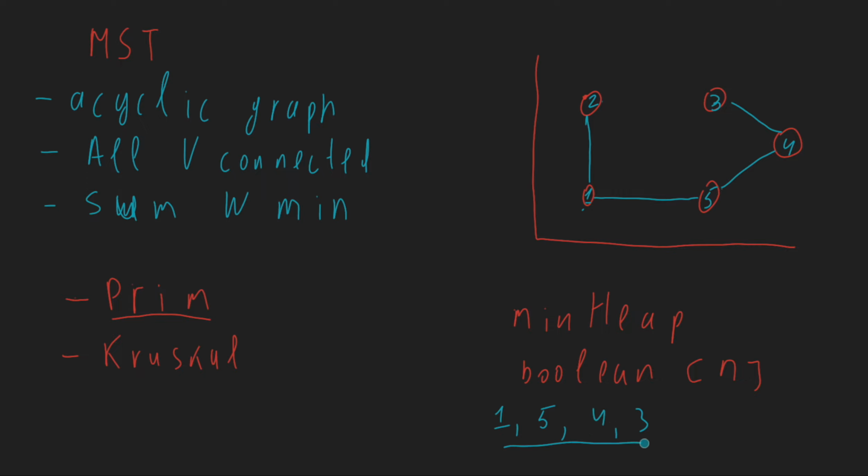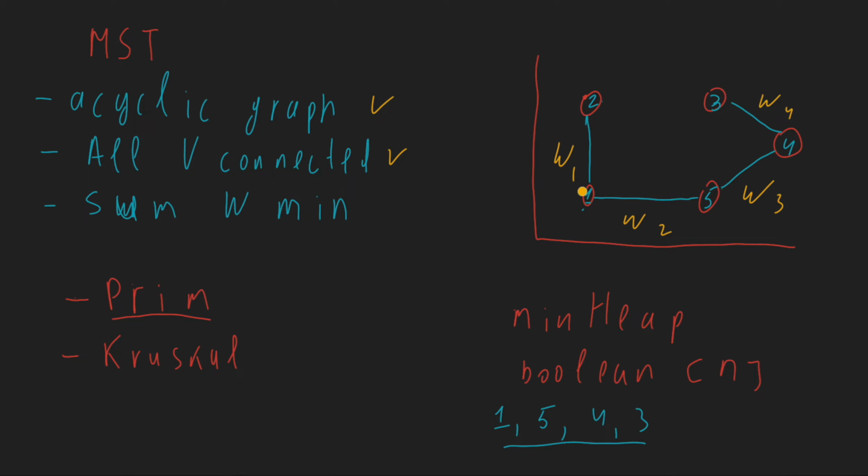And at this point, let's say this is weight 1, weight 2, weight 3, and weight 4. So it checks all our points, right? It's an acyclic graph, there is no cycle. So all vertices are connected, yes. And also the sum of the weights is minimum.